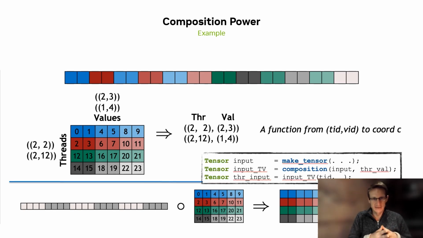Then, partitioning is simply taking a slice of the resulting composition. With the thread's index, the red thread now has all 6 elements of the original vector that it is interested in. This is what that looks like in code.